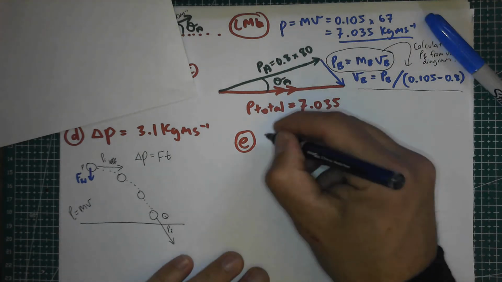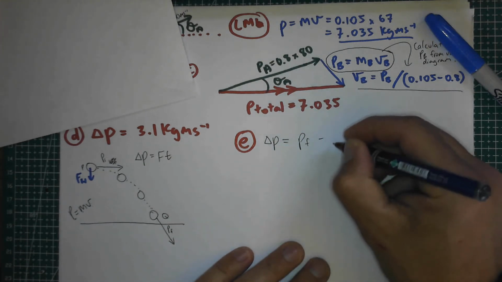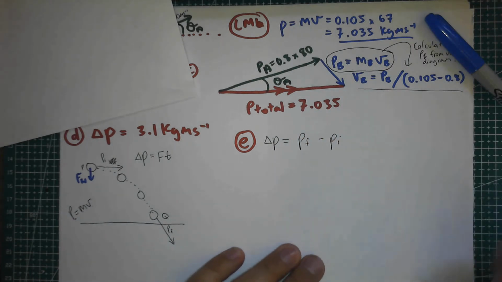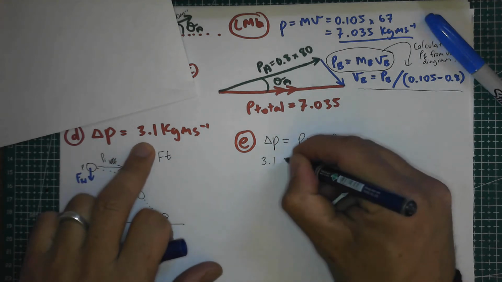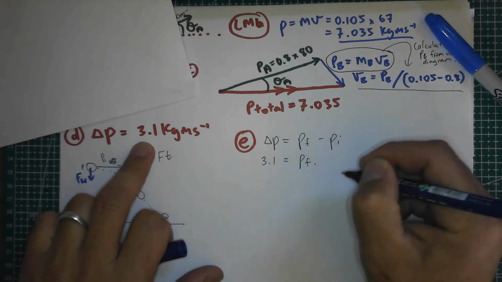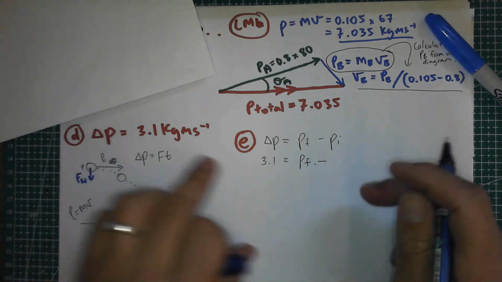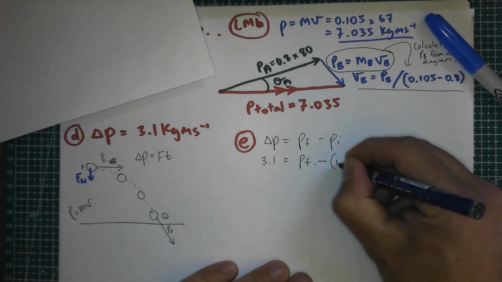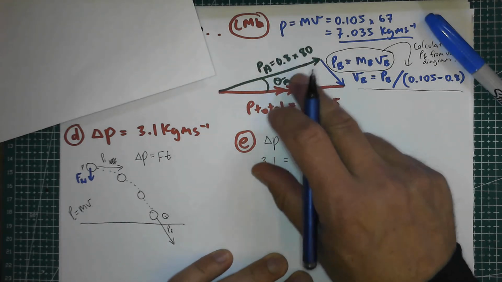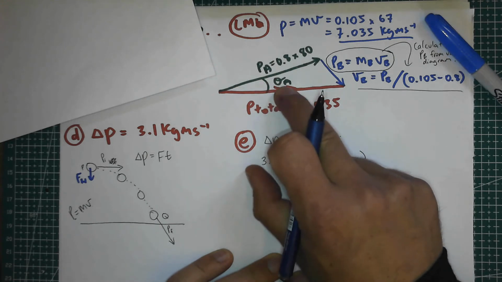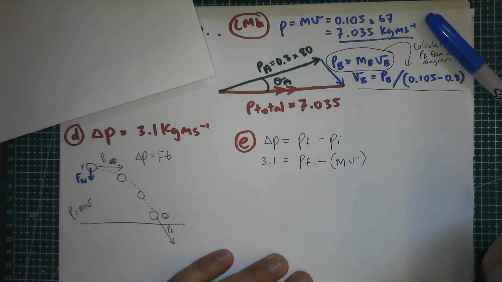So the change in momentum of piece A is the final momentum minus the initial momentum. We've been given the impulse here, the change in momentum is 3.1. We're trying to calculate the final momentum so that we can work out the final velocity of A. And we're going to subtract from that the initial momentum, which is mv at the explosion. So it's this up here. And I'm making the pretty big assumption that theta A is very small, so that all of this momentum is horizontal.